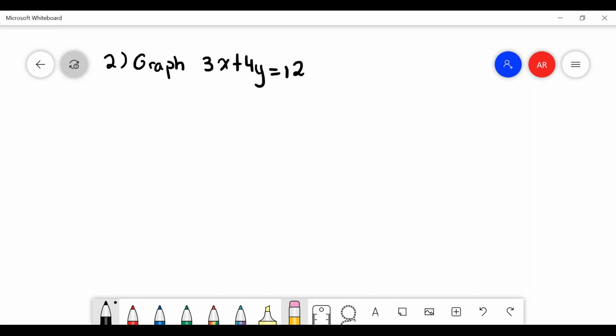In order to do this, we have to keep in mind what we learned before about slope, but there's also a new concept I would like to introduce to you for this specific problem, and that is slope-intercept form. So I'm just going to quickly write this out. Slope-intercept form.